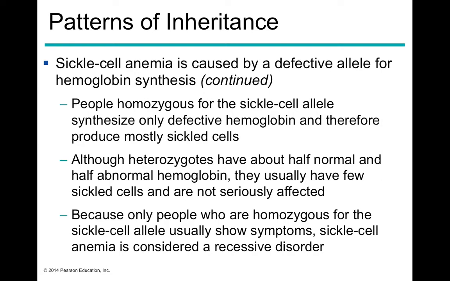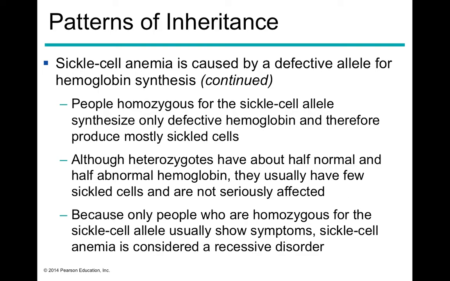Now, if you're homozygous for the sickle cell allele, you're only going to make defective hemoglobin and therefore only sickled cells. And you're going to be very, very sick. But heterozygotes have about half normal and half abnormal hemoglobin, so they normally have only a few sickled cells, and they're generally not seriously affected.